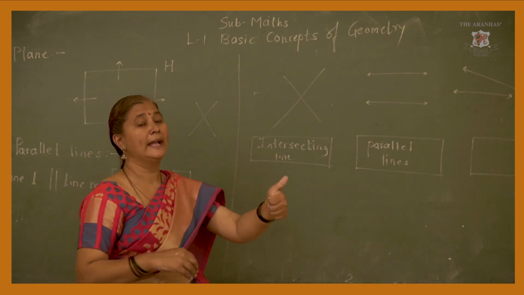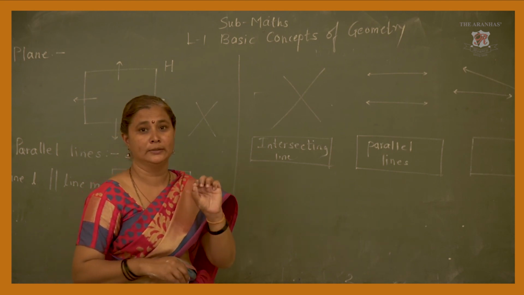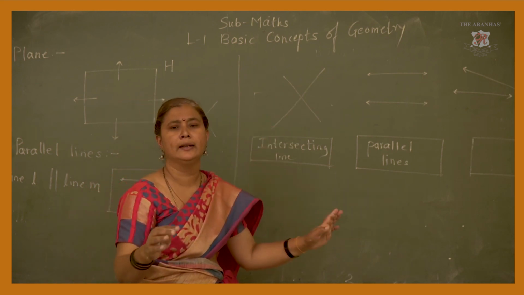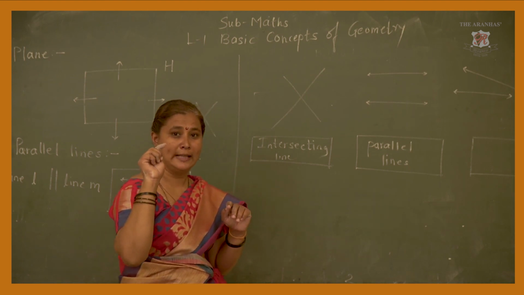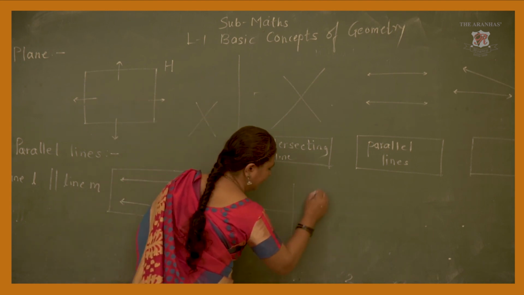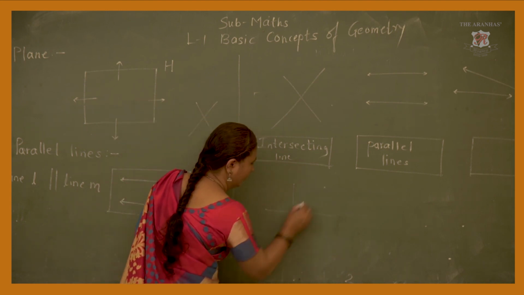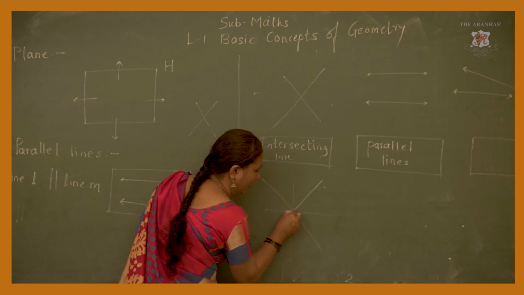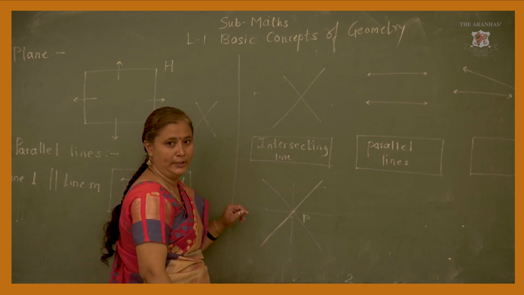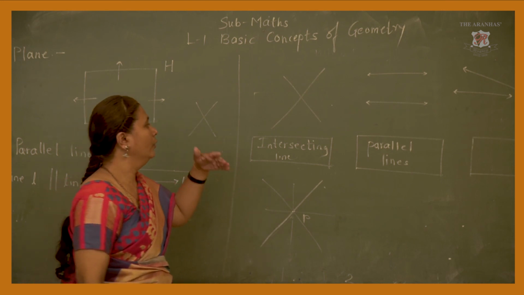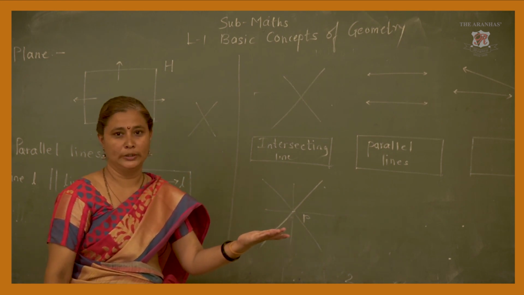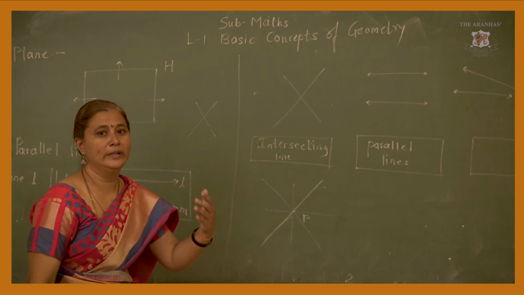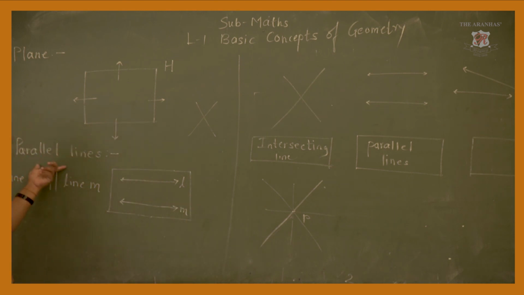Then, how many lines can we draw from a point? We can draw infinite lines from one single point, and the point through which all these infinite lines are drawn is called the point of concurrence. After that we learned about collinear points and non-collinear points. Then we saw what a plane is and what parallel lines are, isn't it?